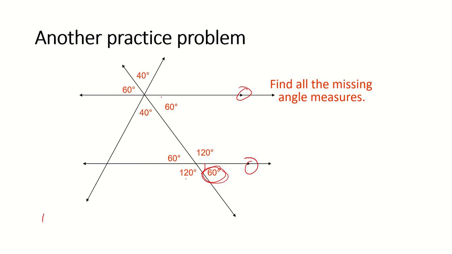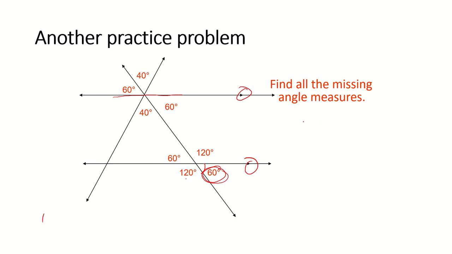Okay, next, we know that this is already 60 degrees, right? So this is the vertical angle. So if this is 60, this is also 60. Then we can get this portion already. So how will we do that? So we know that this is a straight line. And then one straight line is 180 degrees.